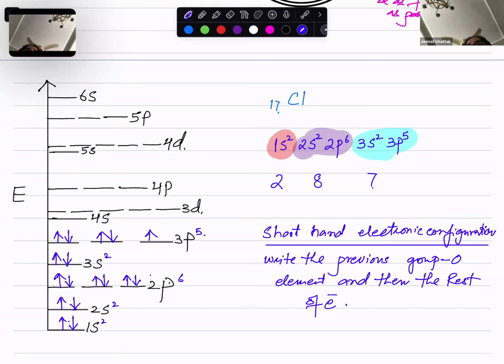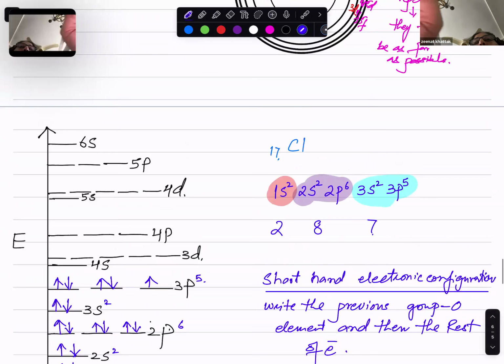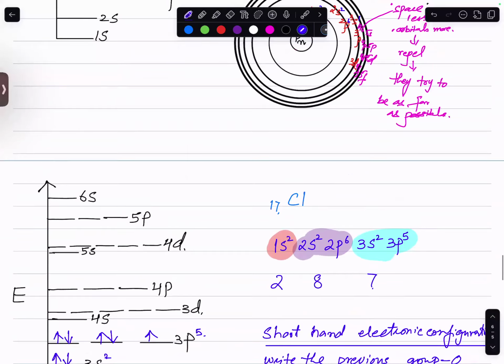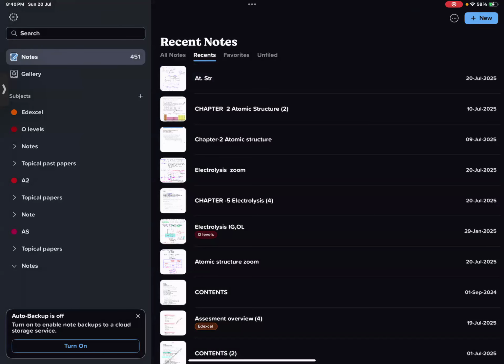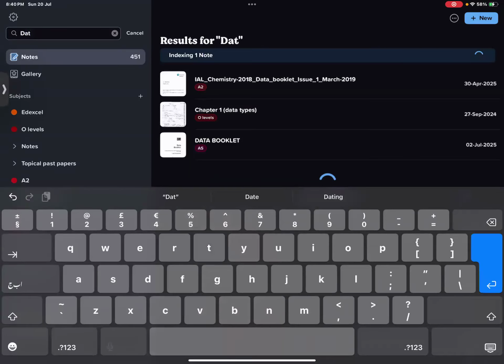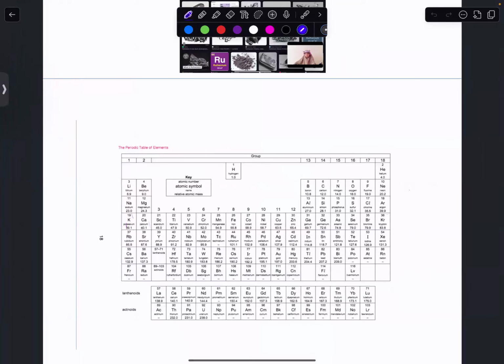Wait, let me bring the periodic table. Not this one, I don't like this one. Which one should I bring? Okay, I'm writing data plate. Yes, this.